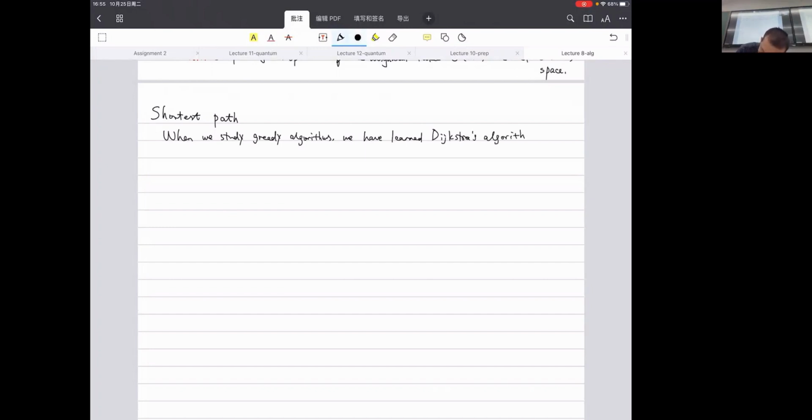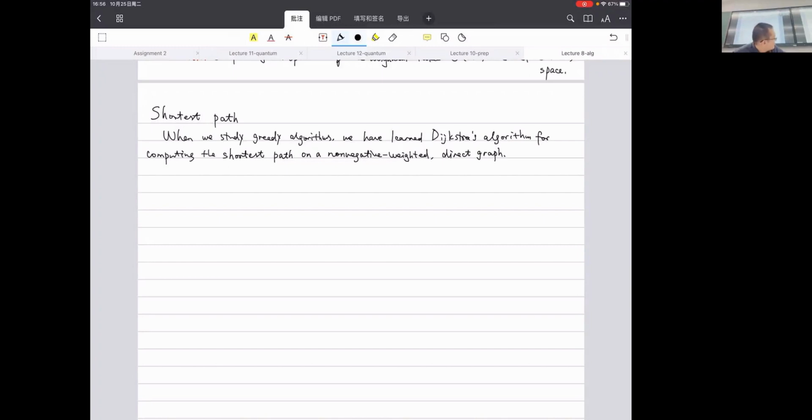Dijkstra's algorithm, for computing shortest paths on non-negative weighted directed graphs. Here there are basically two emphases: non-negative weighted, and directed.